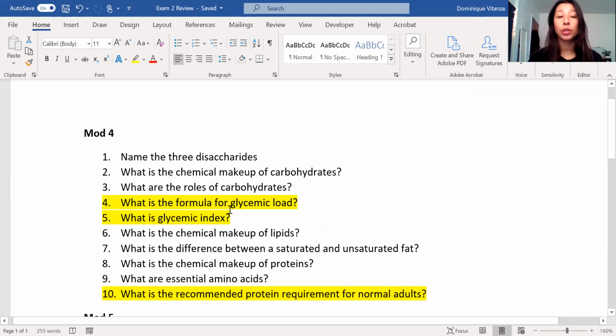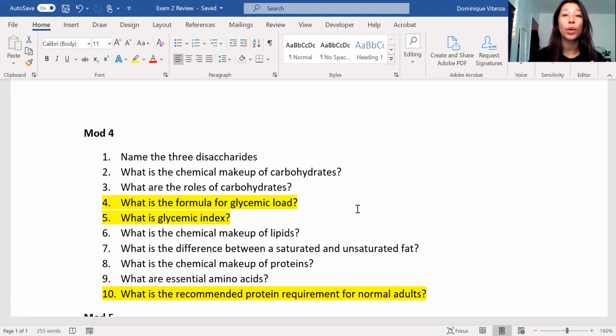Okay, so for module 4, which is really about macronutrients and nutrition, glycemic load and glycemic index are definitely the most important things. Remember that activity in class where we had 4 different graphs and you had to identify what was a high GI and what was a low GI, or high GL, low GL. Make sure you know that, right? See if you can recreate those graphs and really identify which is what.